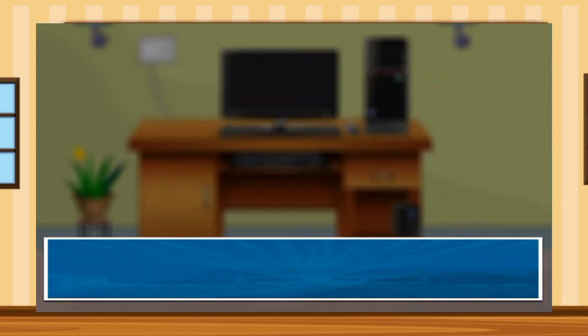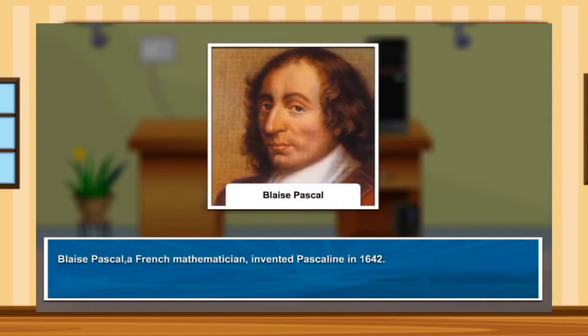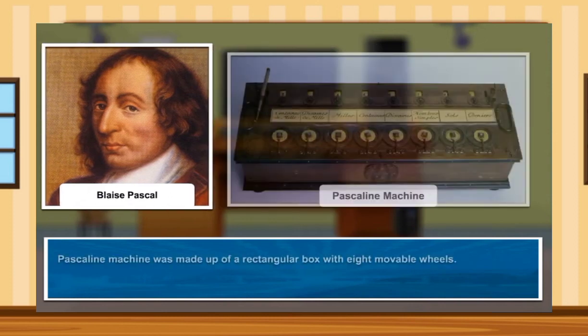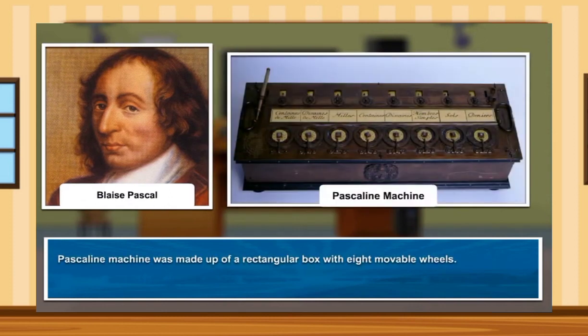Pascaline. Blaise Pascal, a French mathematician, invented Pascaline in 1642. It was used to do the addition, subtraction, multiplication, and division functions. Pascaline machine was made up of a rectangular box with 8 movable wheels. It could also do the carryover operation automatically. Pascaline is also known as Pascal's adding machine.